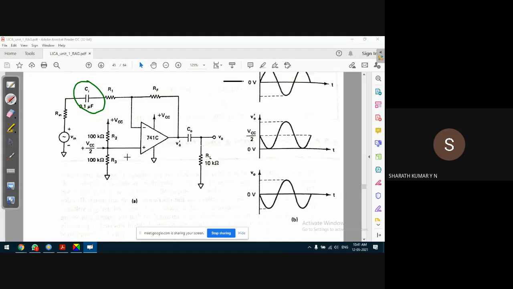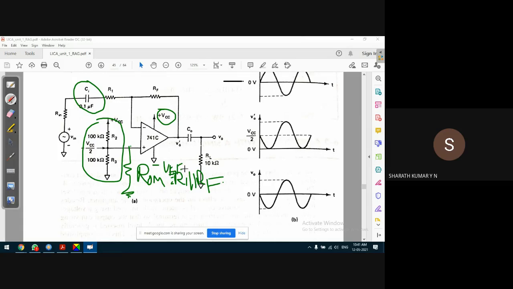In the earlier circuit, we had seen one. We didn't add this circuit. We had only a resistor connected to ground. That was called ROM, and ROM was equal to R1 parallel RF. Now what happens is that in that circuit, we had applied plus VCC and minus VE.